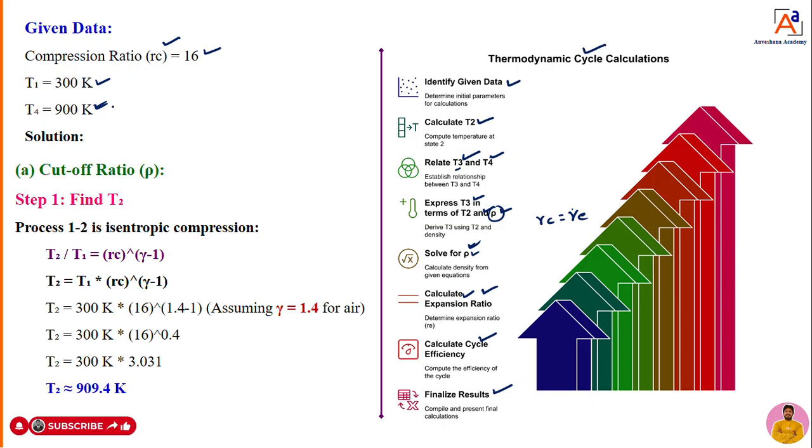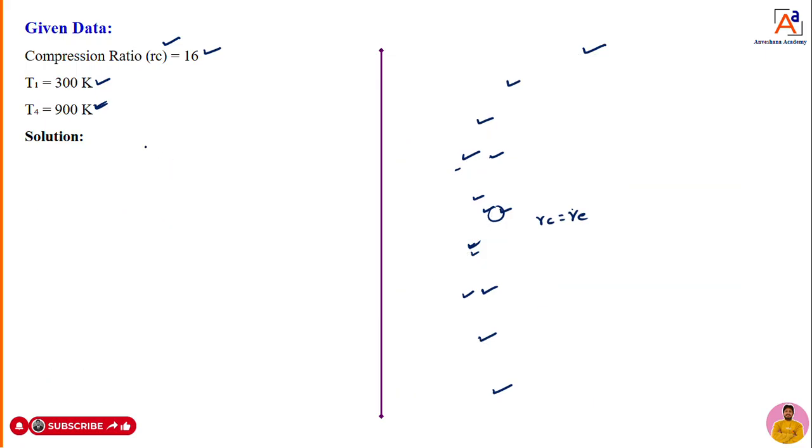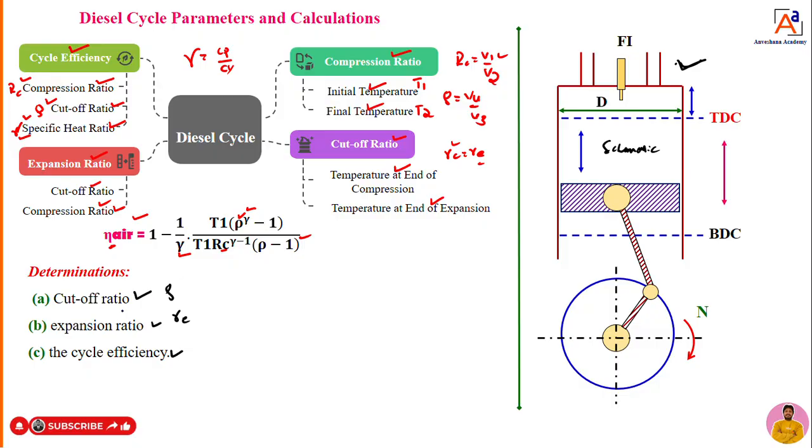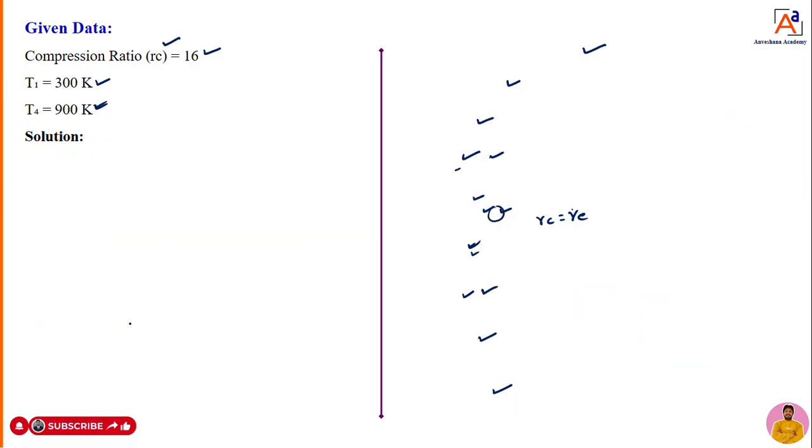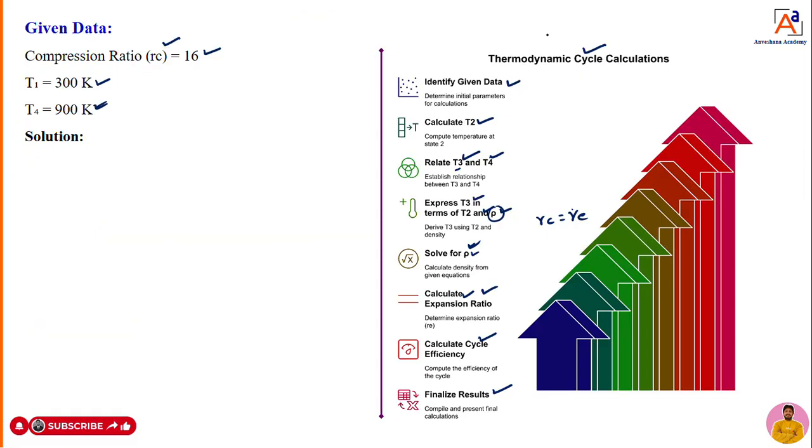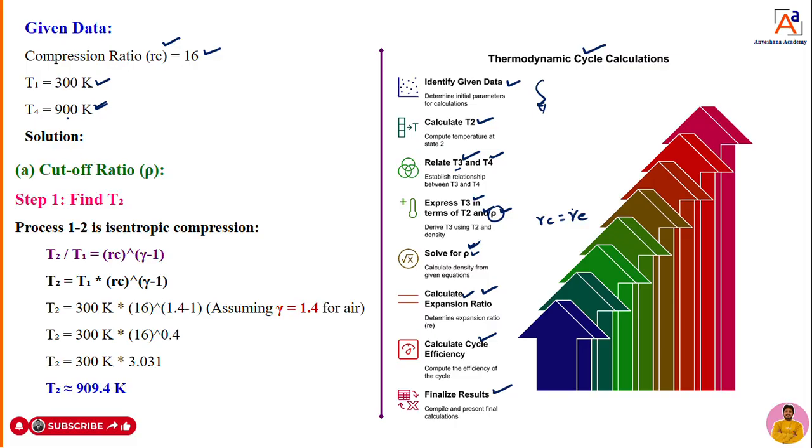Now, what is the first step? What is my first determination? You can see cutoff ratio, second one expansion ratio, third one cycle efficiency. To do this, I am following all these steps. In that, what is our first determination? That is cutoff ratio. Step 1, I will try to find out the value of T2, as I told.